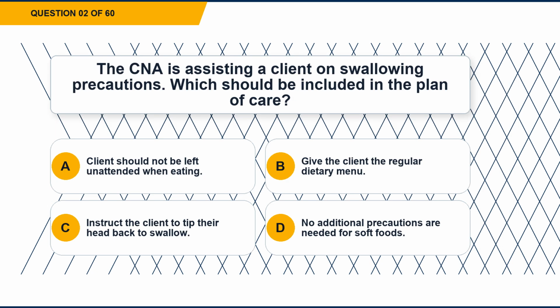Question 2. The CNA is assisting a client on swallowing precautions. Which should be included in the plan of care? Option A. Client should not be left unattended when eating. Option B. Give the client the regular dietary menu. Option C. Instruct the client to tip their head back to swallow. Option D. No additional precautions are needed for soft foods.